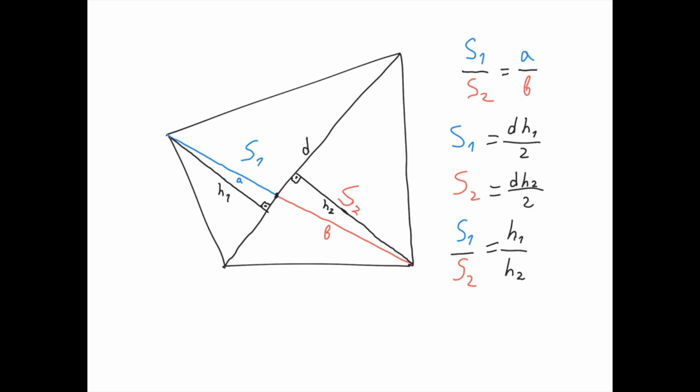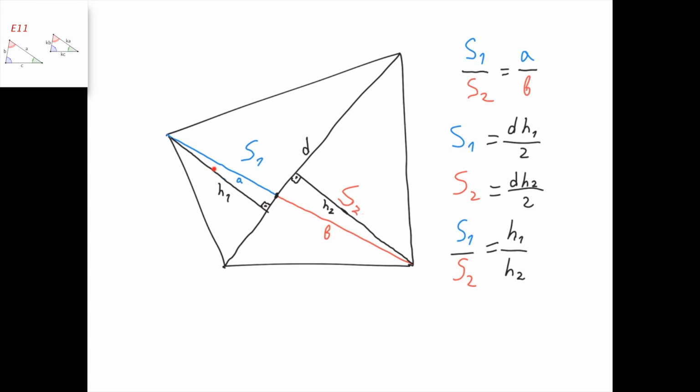But we needed to prove that S1 divided by S2 is A over B, and we got that it's h1 over h2. So now we need to prove that h1 over h2 equals A over B. But take a look at these triangles. This triangle here and this triangle here. They're similar because they have a right angle here, and this angle here is the same because this is a straight line and this is a straight line.